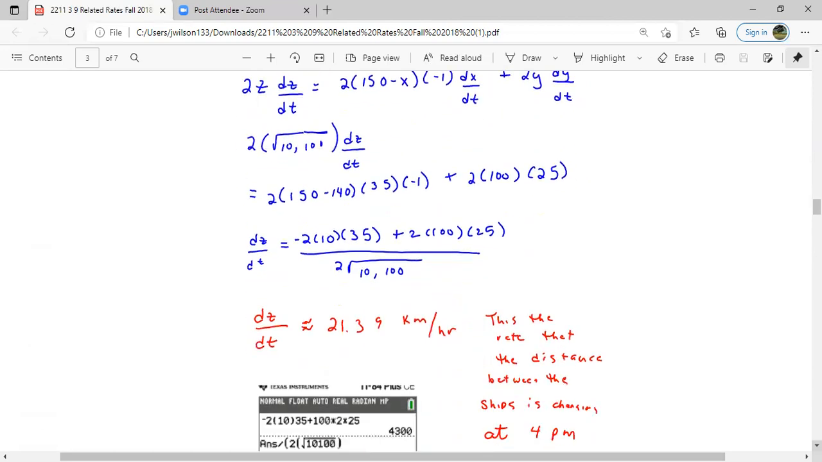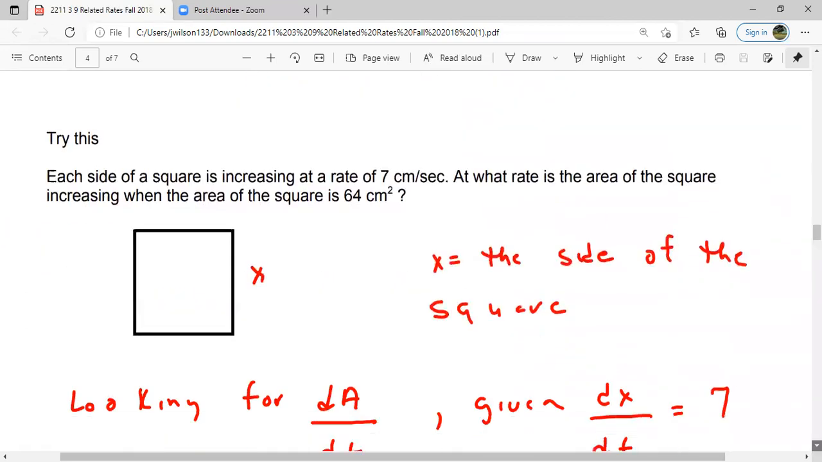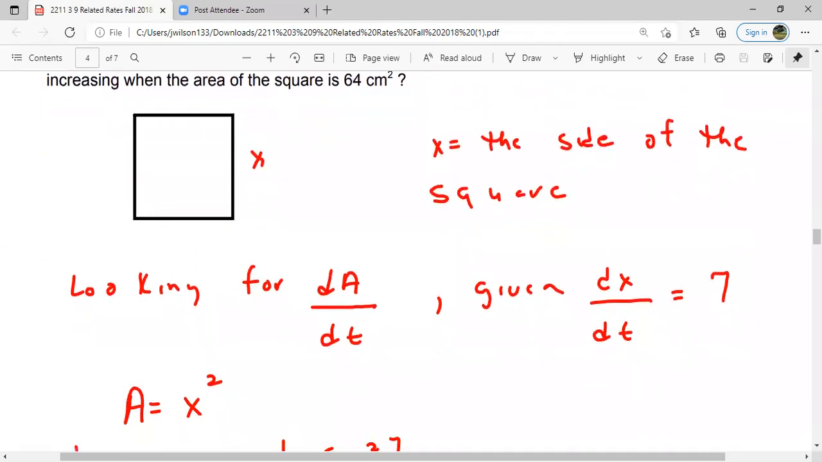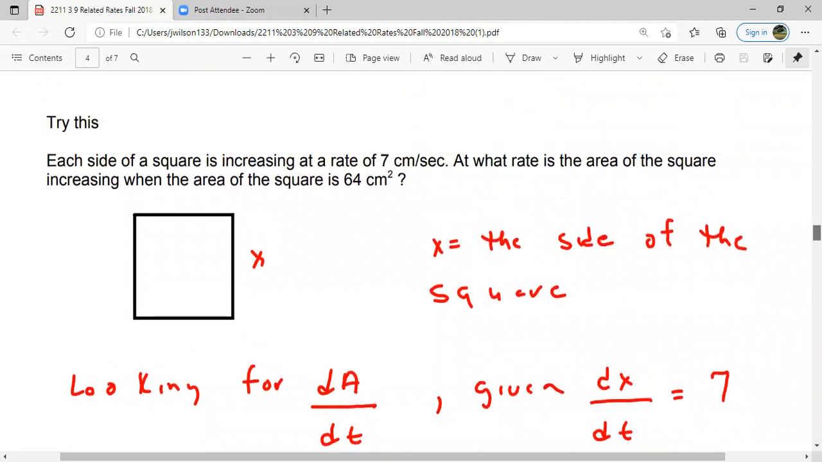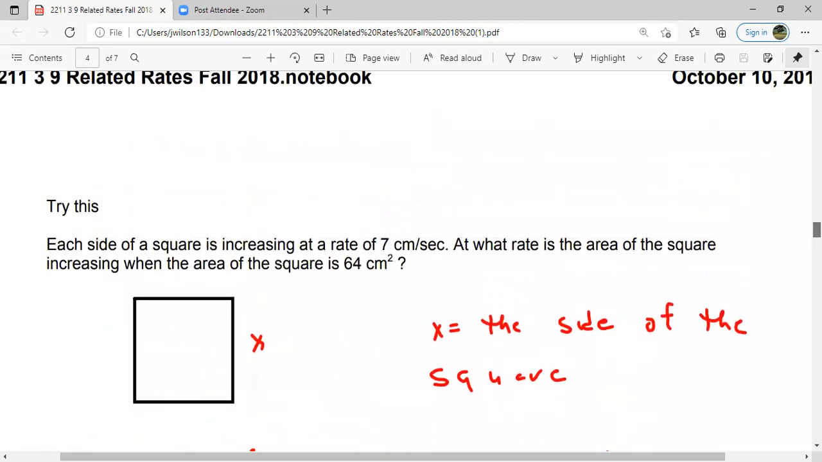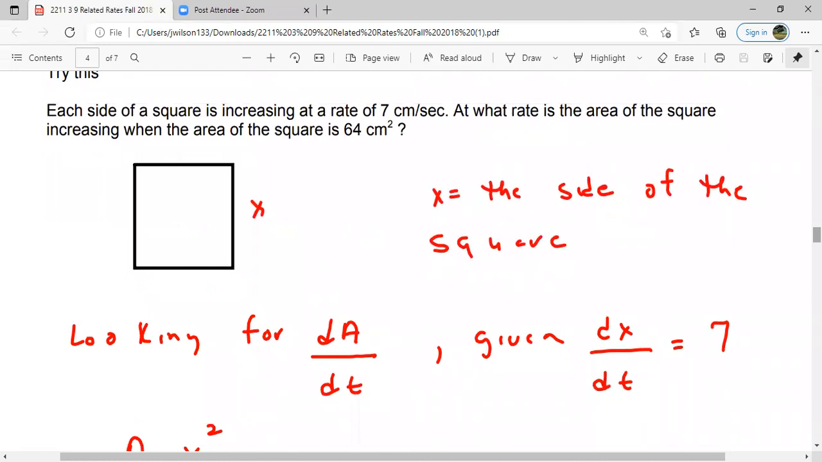Okay. Now let's look at the next problem. If I was teaching face-to-face, I would have my students try this. It's a real simple problem. Each side of a square is increasing at a rate of 7 centimeters per second. At what rate is the area of the square increasing when the area of the square is 64 square centimeters?